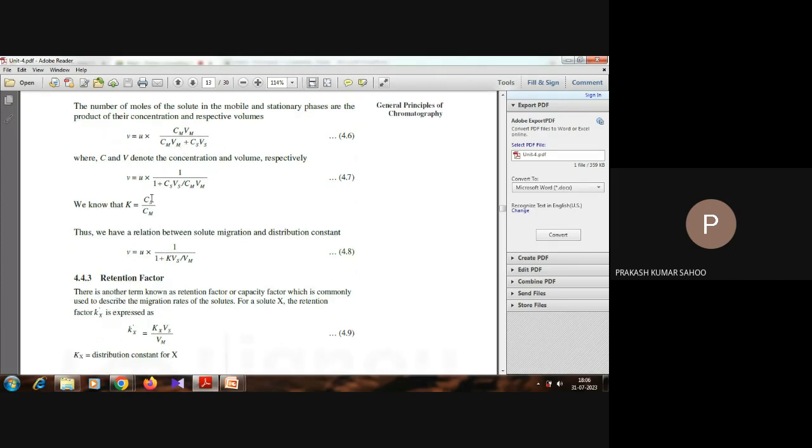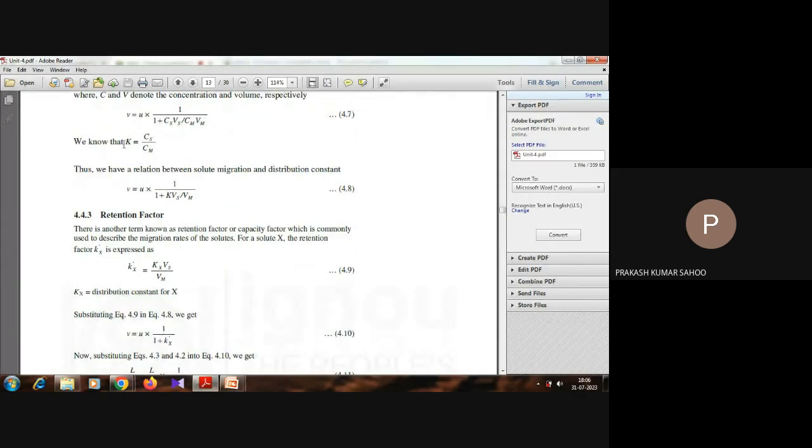As we know, Cs by Cm equals K, the distribution constant or equilibrium constant. So this equation 4.7 will be V equal to u times 1 by 1 plus K Vs by Vm, because Cs by Cm is K. So this is V, the average migration rate.